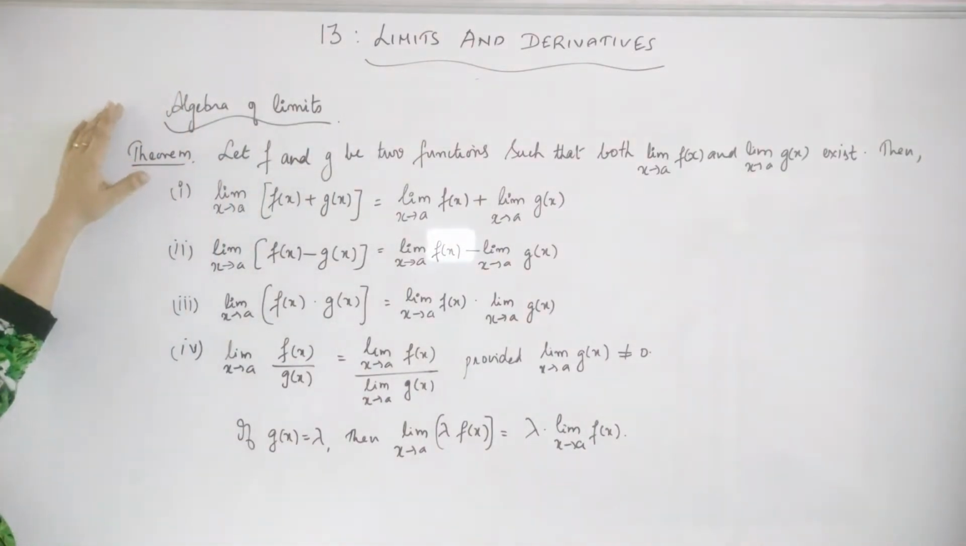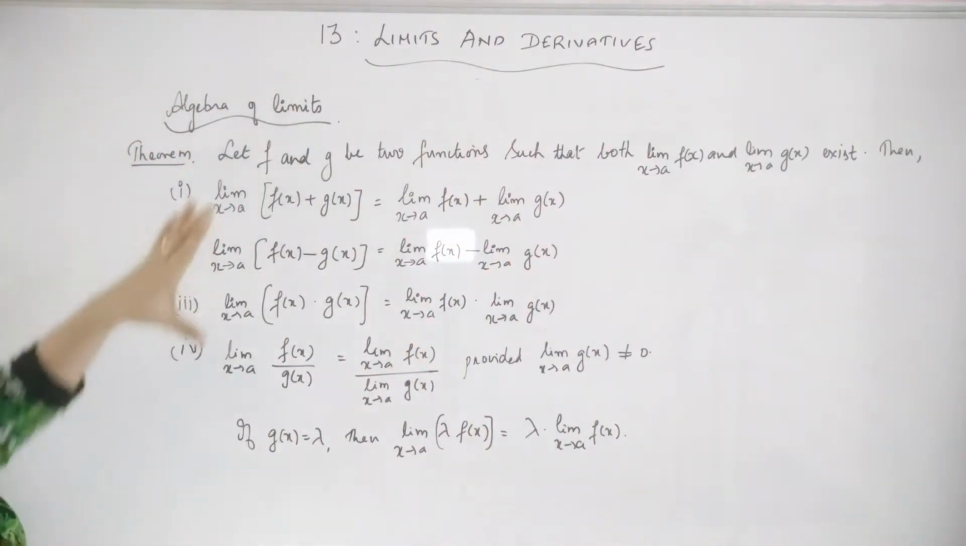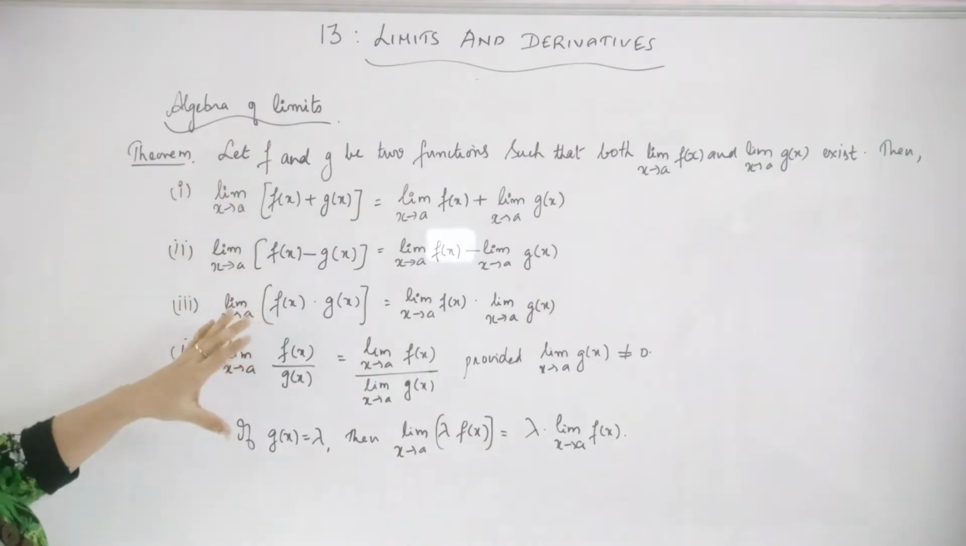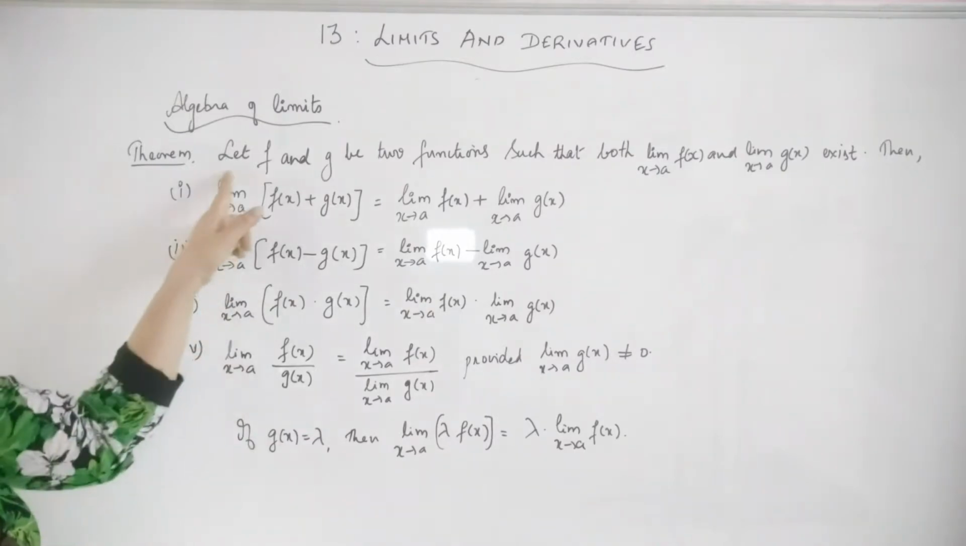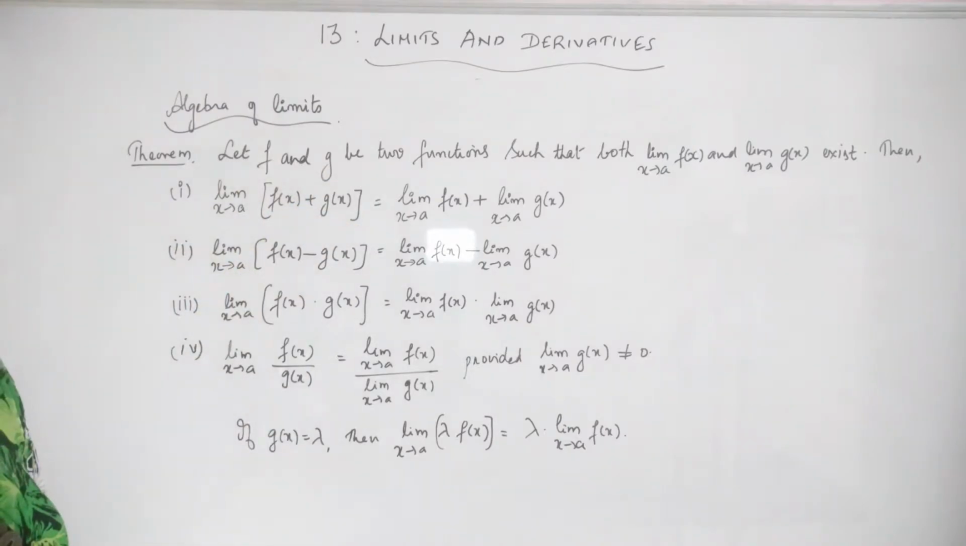In algebra of limits, we have a theorem, and according to this theorem we will solve the problems. Now what the theorem says is, you have two functions f and g, and both have their limits existing. That means let f and g be two functions such that both limit x tends to a f of x and limit x tends to a g of x exist.